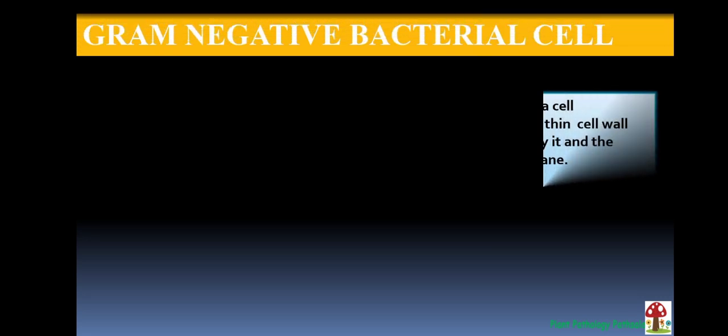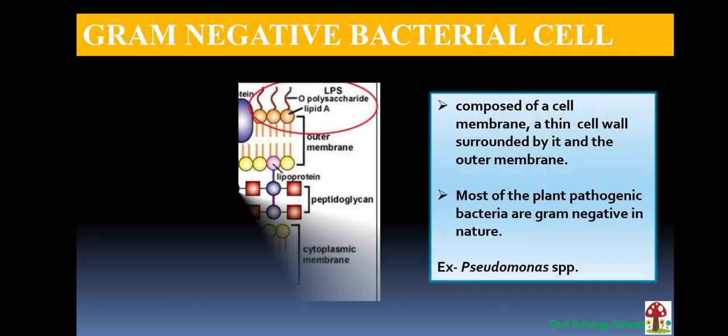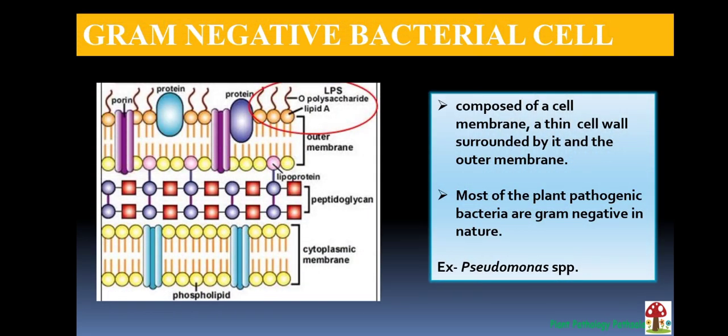Next, come to the gram-negative bacteria. In gram-negative bacteria, the cell envelope consists of a cell membrane, a thin cell wall surrounded by it, and an extra layer, that is the outer membrane.